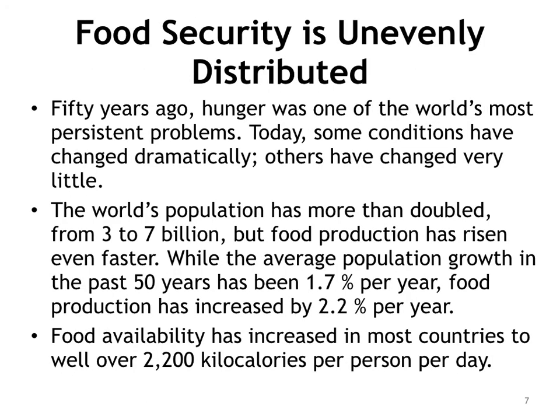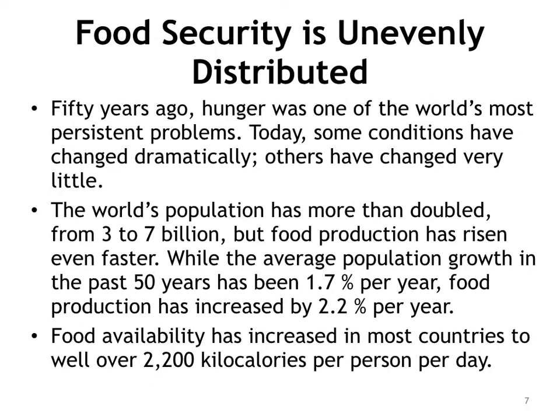50 years ago, hunger was one of the world's most prominent, persistent problems. In 1960, nearly 60% of people in developing countries were chronically undernourished, and the world's population was increasing by more than 2% every year. Today, some conditions have changed dramatically, while others have changed very little.